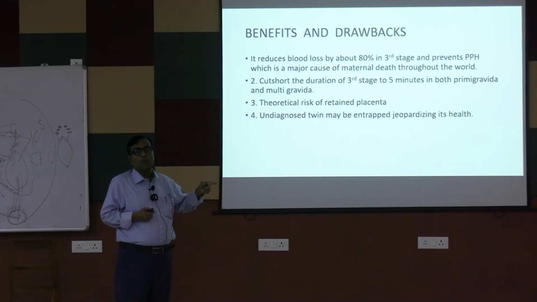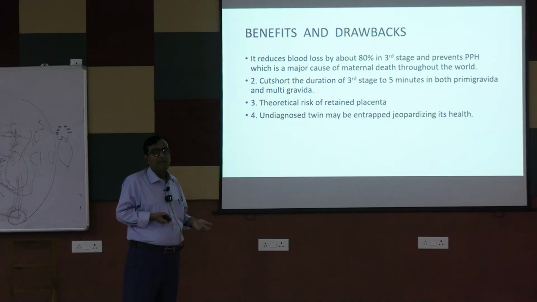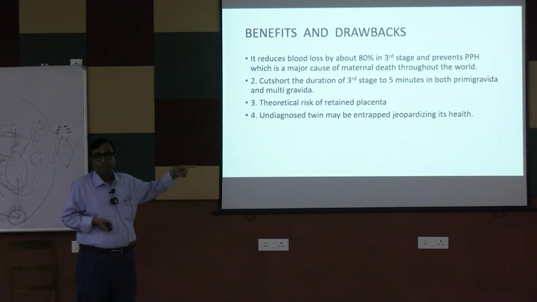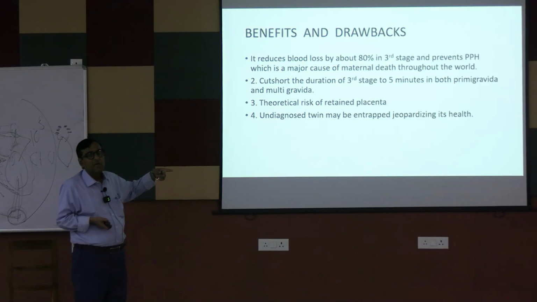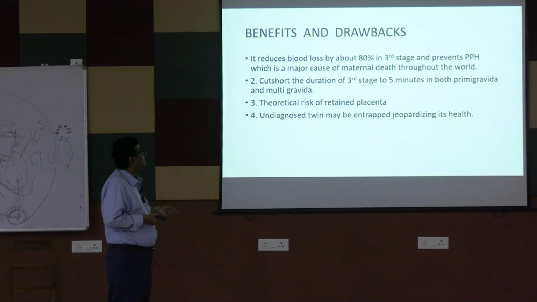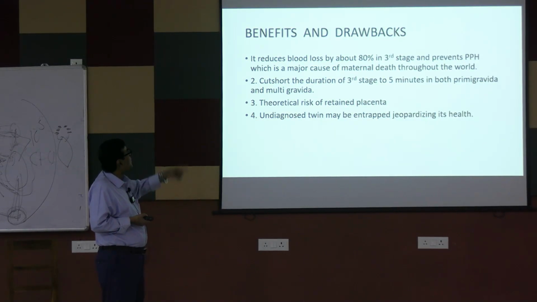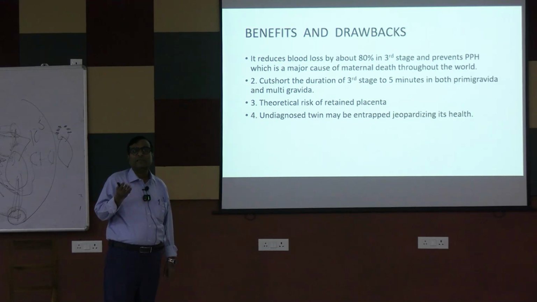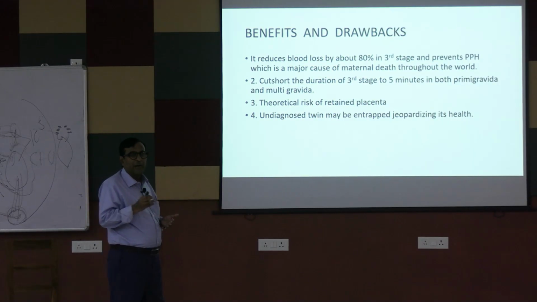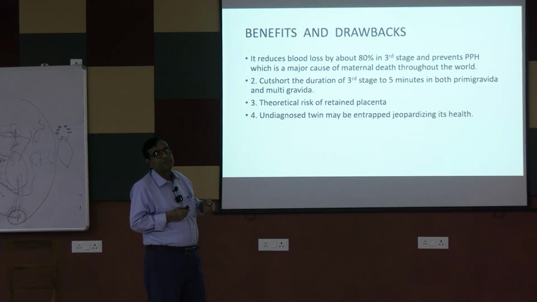What are its benefits and drawbacks? Why do we go for AMTSL? Number 1, it reduces blood loss by 80%. In expectant management, there was a good amount of blood loss. So active management reduces blood loss and prevents PPH, because PPH is the major cause of maternal death. Number 2, it cuts short the third stage of labor. Normal third stage, when we discussed the stages of labor, is up to 30 minutes, half an hour, both in multi and primi. But here it comes down to 5 minutes.